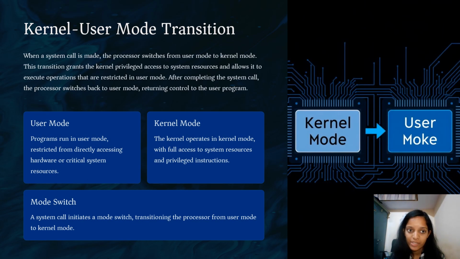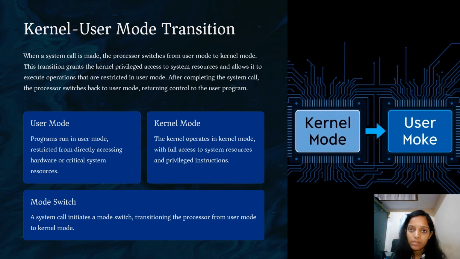Kernel user mode transition. When a system call is made, the processor switches from user mode to kernel mode. This transition grants the kernel privileged access to system resources and allows it to execute operations that are restricted in user mode. After completion of the system call, the processor switches back to user mode, returning control to the user program.